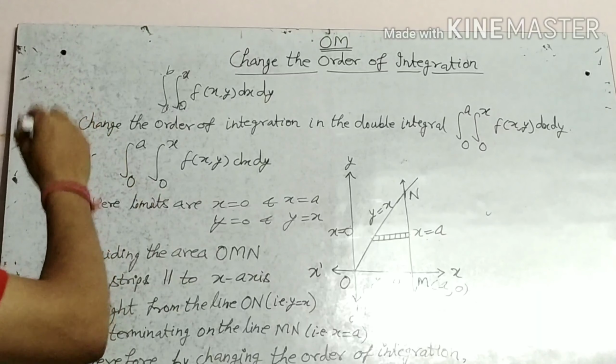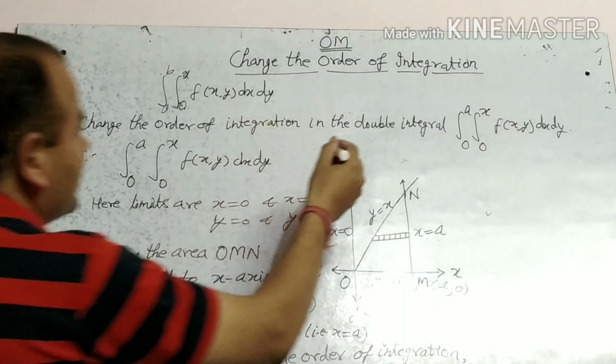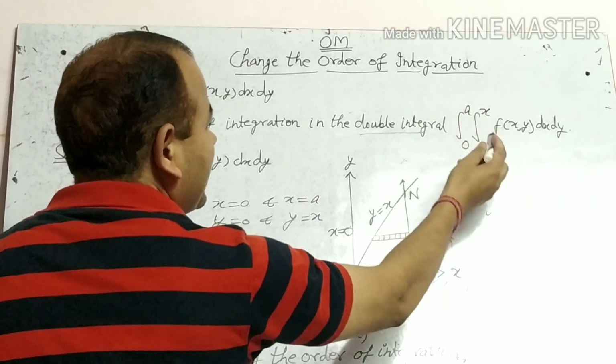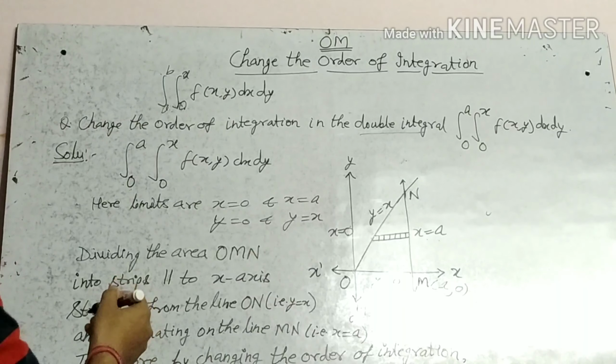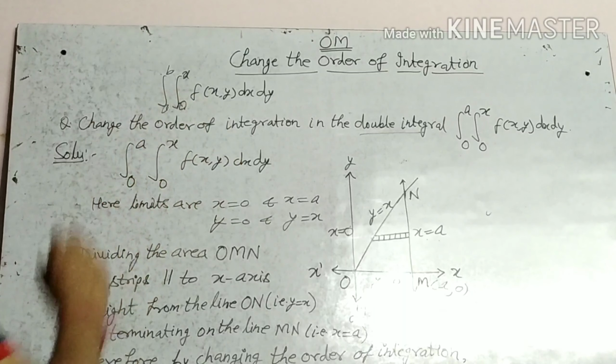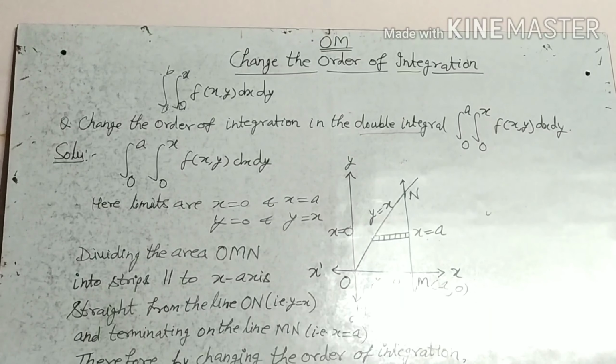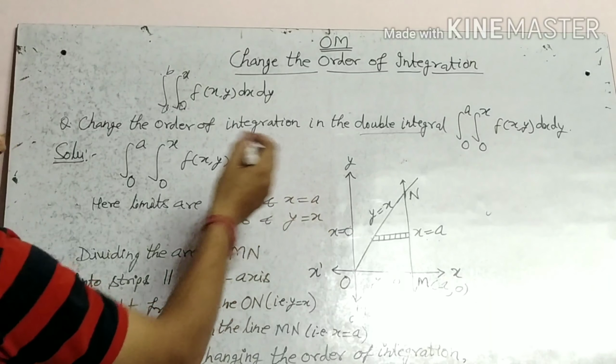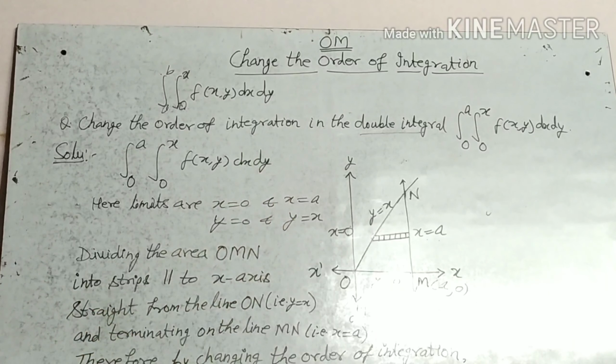Now according to the question, change the order of integration in the double integral 0 to a, 0 to x, f(x,y) dx dy. Here the limits are x equal to 0 to x equal to a, and y equal to 0 to y equal to x. So first we will draw the figure for it.